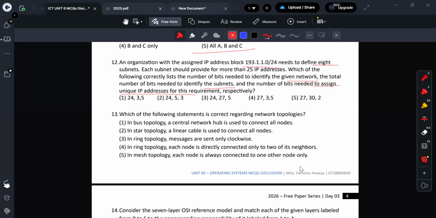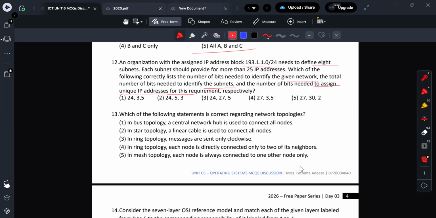So the CIDR notation is 24, and how many subnets are they asking? 8. So the host requirement means each subnet must provide more than 25 IP addresses. Now, to create 8 subnets, how many bits do you need? The first question they are asking, that is the second one, right? The total number of bits used to identify the subnets.